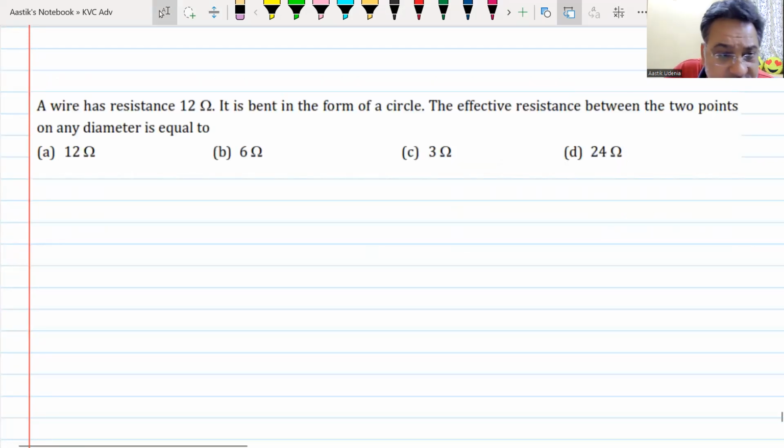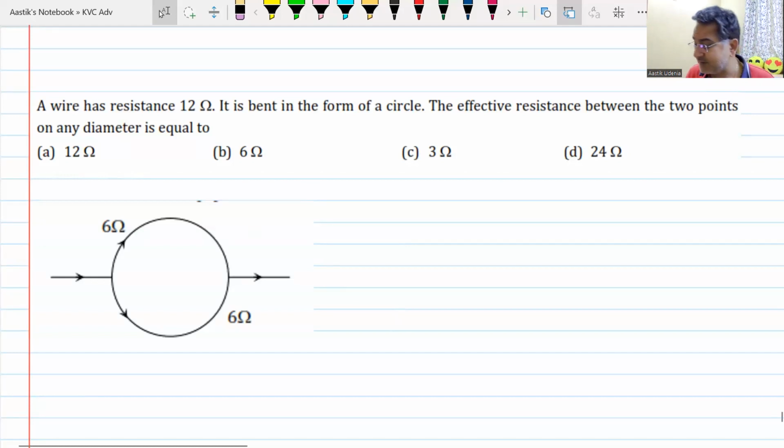And these type of questions. A wire has a resistance of 12 ohms. It is bent in the form of a circle. What is the effective resistance between 2 points across any diameter? Give you 2 minutes to give me the answer for this one. So how are you supposed to get this?